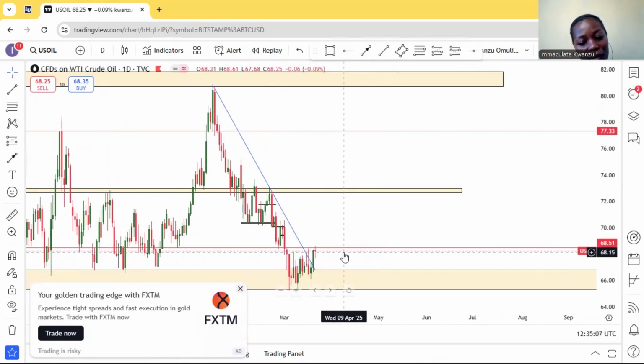So for oil, I'm watching this level. Whatever happens here will determine what happens next.